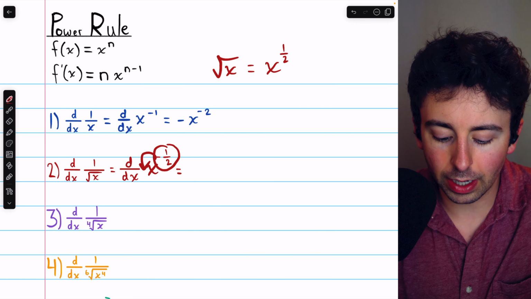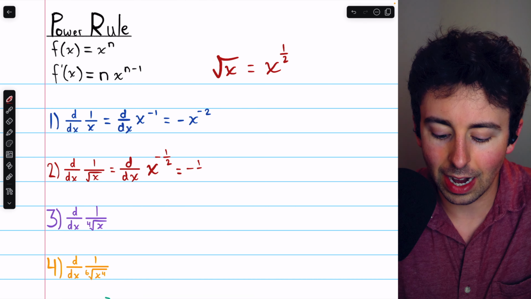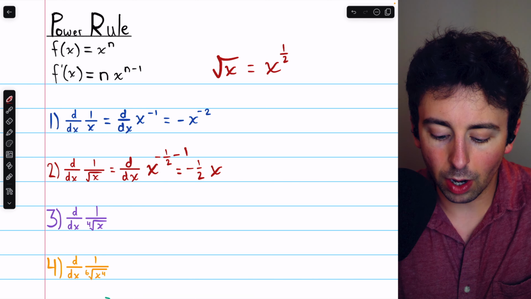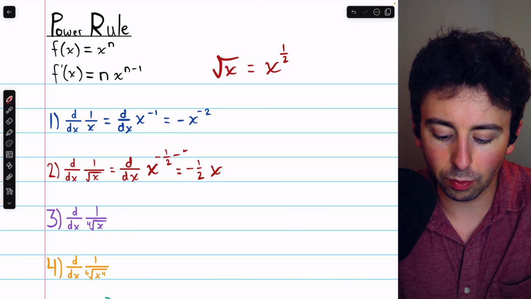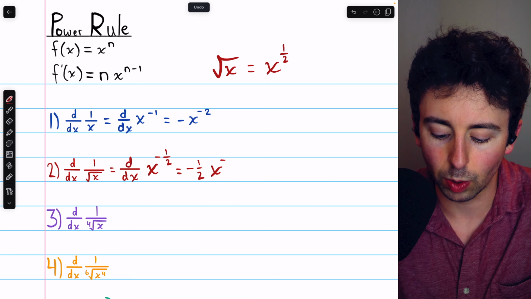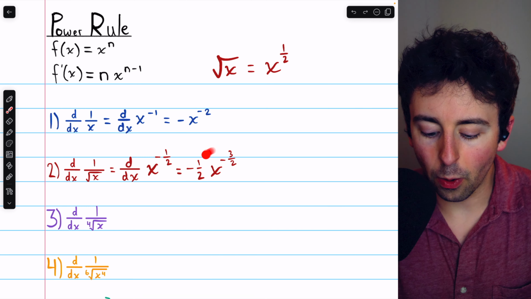Take this power and bring it in front as a factor, so we have negative 1/2, and then reduce the power by 1. Negative 1/2 minus 1, that's the same as negative 1/2 minus 2 over 2, which is just negative 3/2. And there is our derivative.